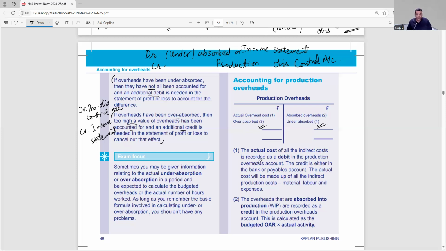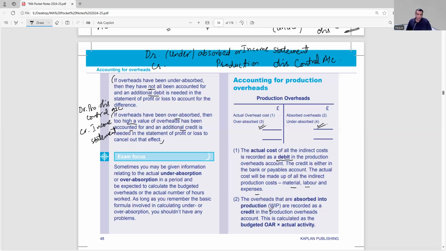Actual cost of all indirect costs is recorded as a debit in the production overhead account. The credit is either in the bank or payable. The actual cost will be made up of all the indirect production overheads: material, labor, expenses. So in the case of actual cost, we include all the overheads. If actual cost is lower, we have a benefit. It is income or credit. If actual cost is higher, it has an additional debit, so we are bearing loss.